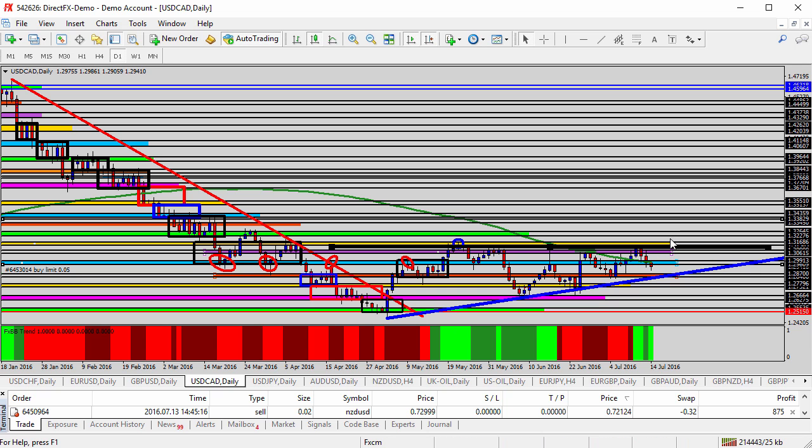So that might be more of a clue that the buyers are in more dominating control than the sellers here for the USCAD. The Forex Black Book also over the past several days has turned green, giving us some upside momentum viewed on the weekly time frame.